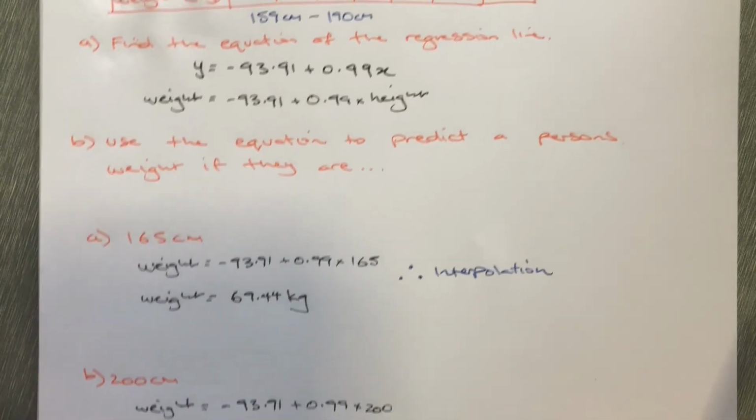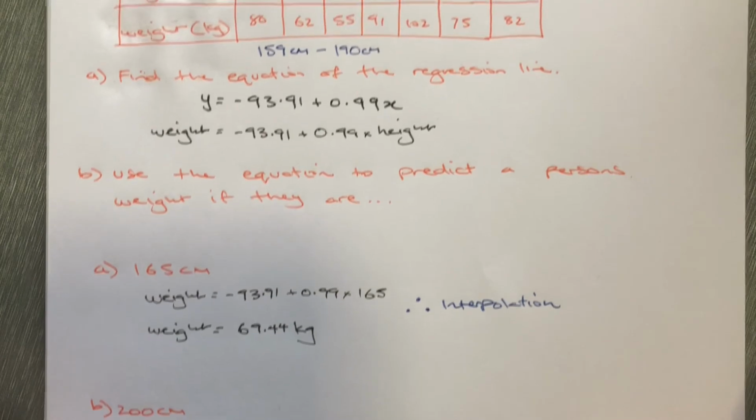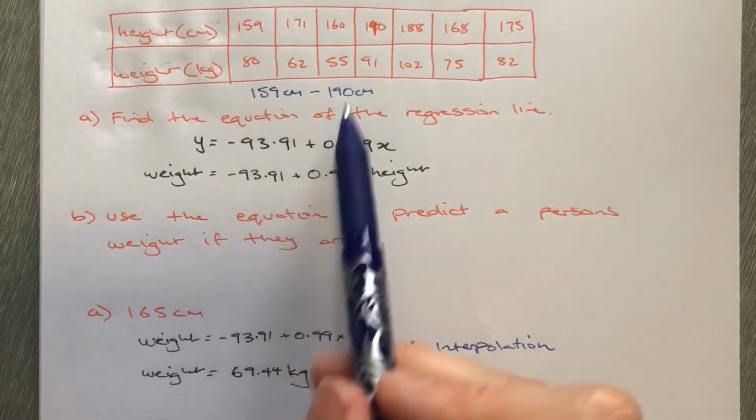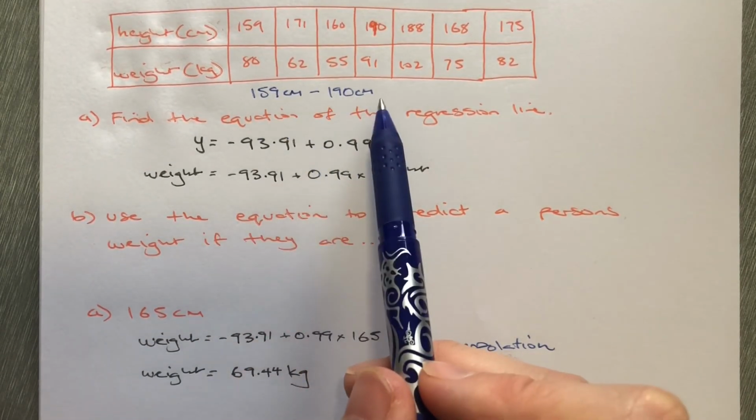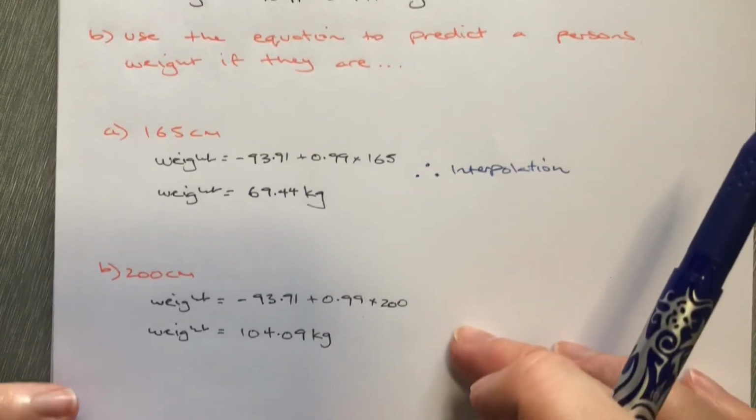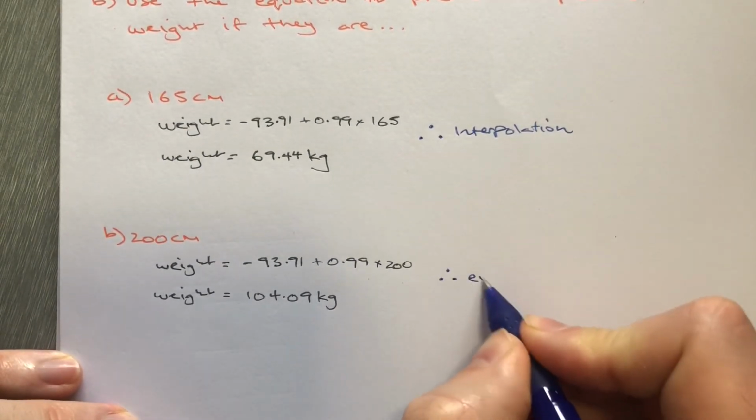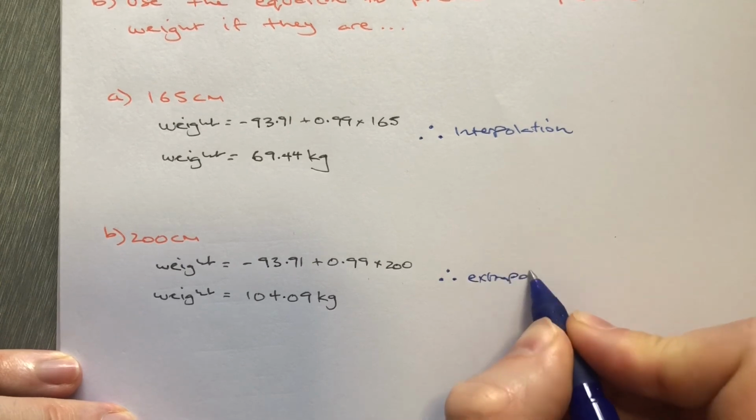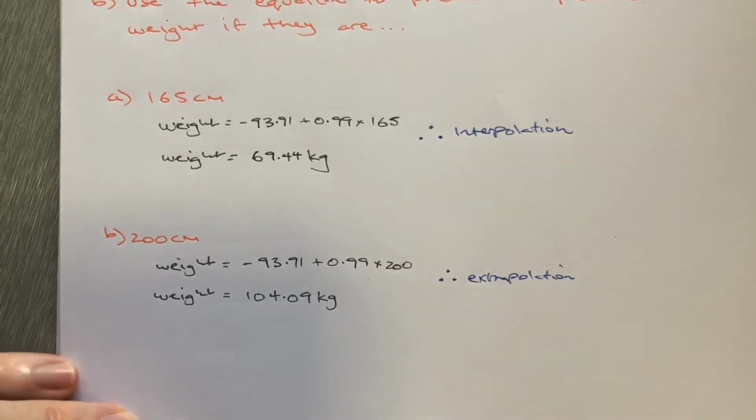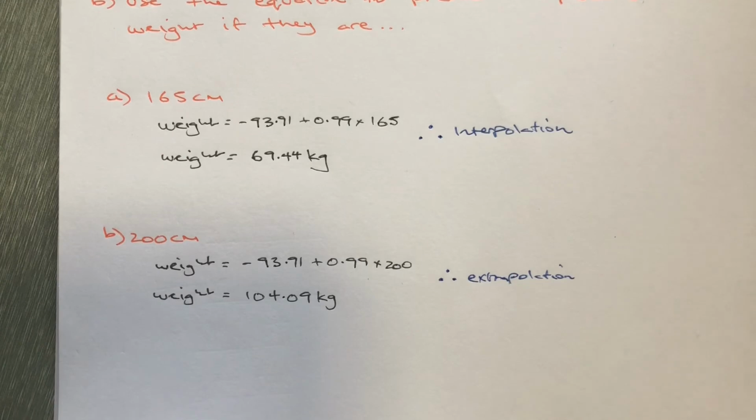Whereas if we look down at this one, 200 centimeters, does that fit within our data set? It's a bit bigger, isn't it? It's bigger than 190. So therefore, we could say this prediction is extrapolation. And we're done. Hopefully those examples help you out.